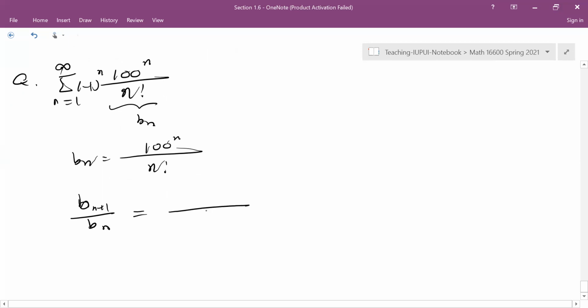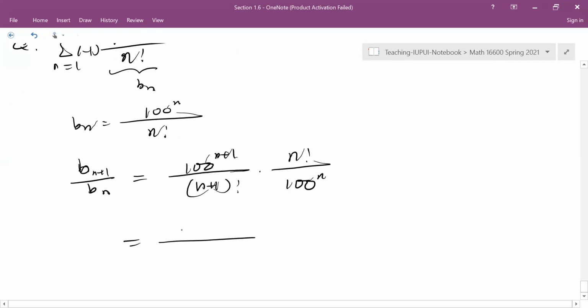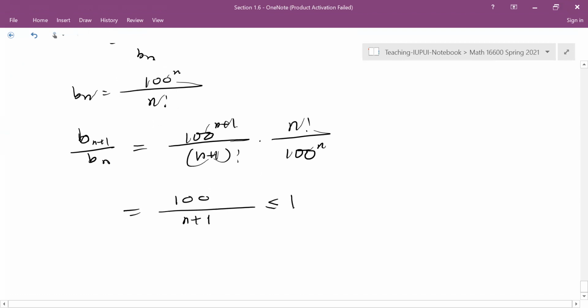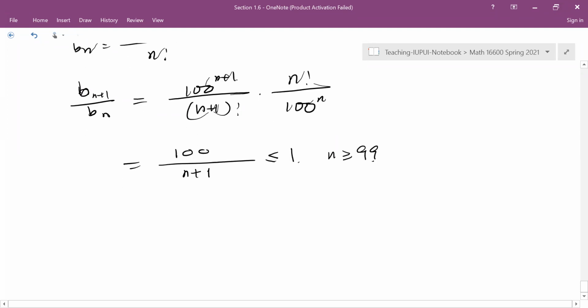That's clear. Okay, so let's see if I can show that. Here's n factorial, 100 to the nth power. After I simplify, well, great. This is just 100 over n plus 1, right? Clearly, this is going to be less than 1 if n is greater than or equal to 99. So indeed, this is going to be decreasing if n is sufficiently large. That's enough, as this is decreasing for n greater than or equal to 99.